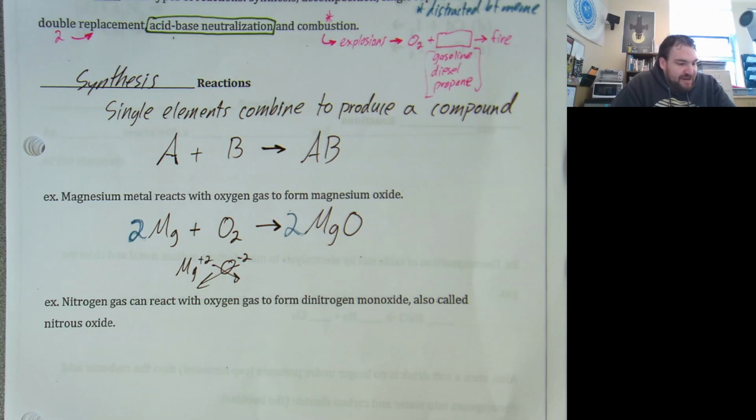Okay, next one. Nitrogen gas can react with oxygen gas to form something called dinitrogen monoxide. You might also know this as nitrous oxide. You might know it as just nitrous, if you are familiar with a particular movie series. Where have we heard of nitrous? Sometimes it's referred to as NOS. What movie series am I thinking of? The Fast and Furious. NOS is a gas used in cars to give them a boost.